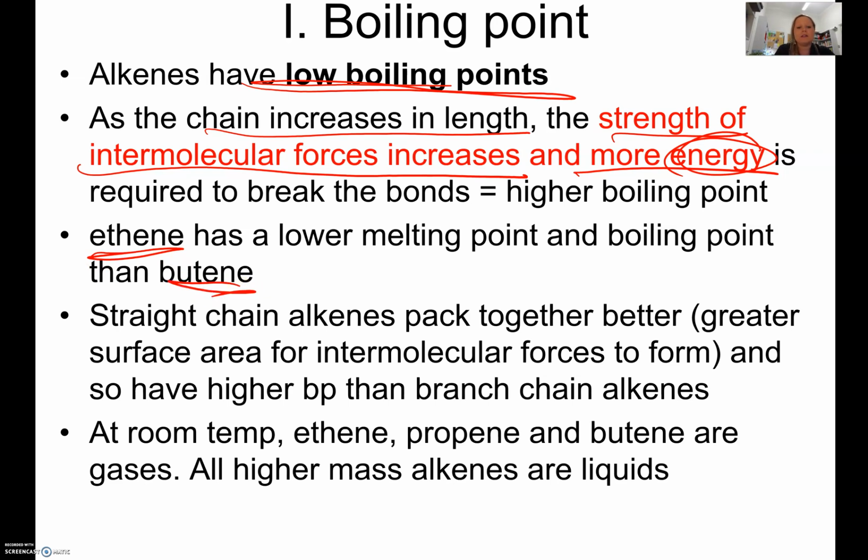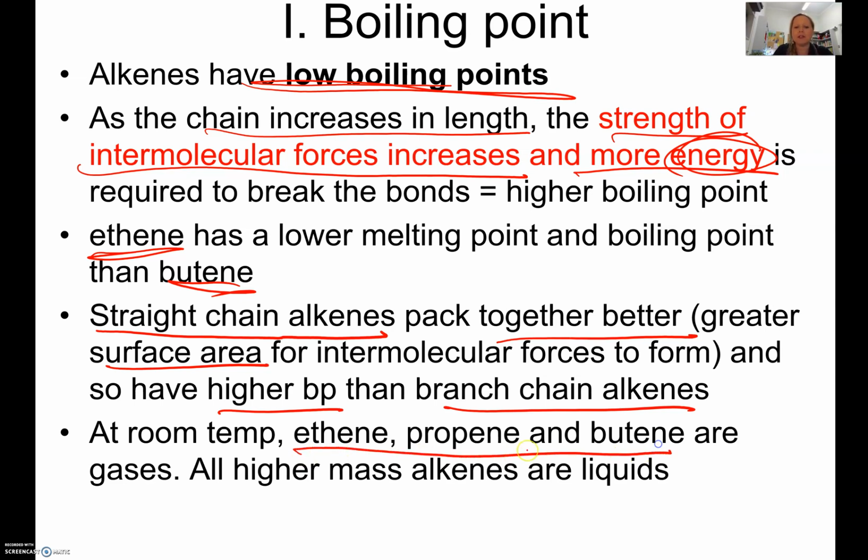Okay, the second fact I spoke to you about was that straight chain alkenes compact together better because there's a greater surface area, and therefore will have a higher boiling point than branch alkenes. I hope that makes sense. So your small alkenes, because they've got low boiling points, will be gases at room temperature, and higher mass alkenes will be liquids at room temperature. So your ethene, propene and butene are all gases at room temperature because they're small chain molecules, and as it gets bigger, it'll take more energy to break those intermolecular forces, and they'll be liquids.